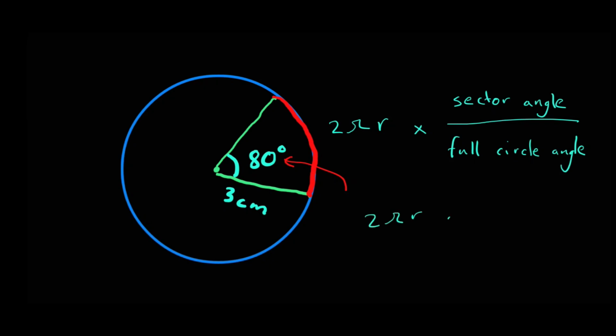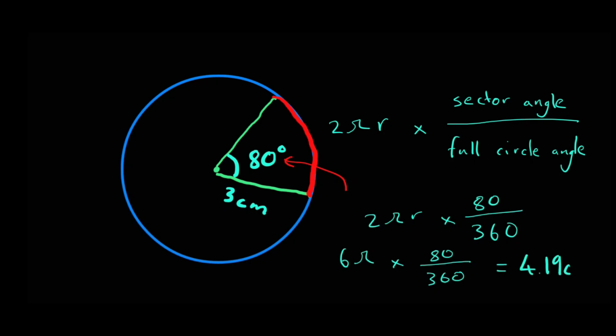So anyway, if we work this out, it's going to be 2 pi r times 80 over 360, and the radius is 3 centimeters. So 2 times pi times 3 is 6 pi times 80 over 360, and you can put that into a calculator to get that the arc length is about 4.19 centimeters.